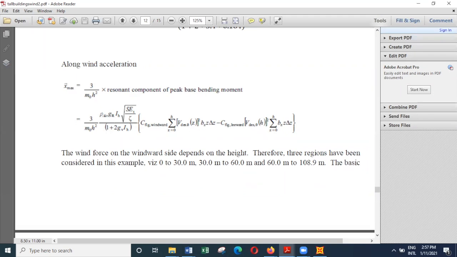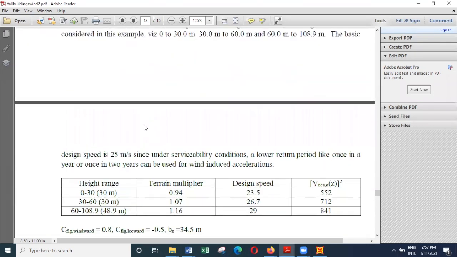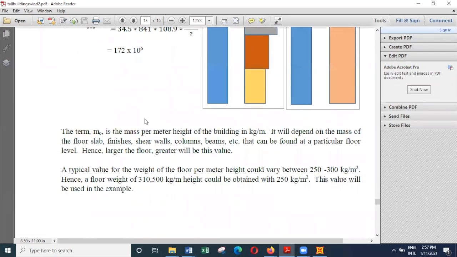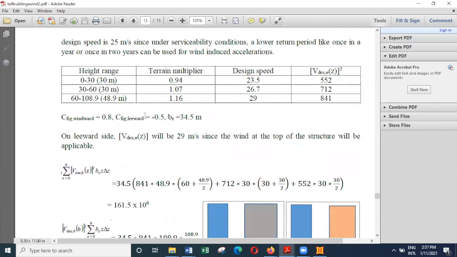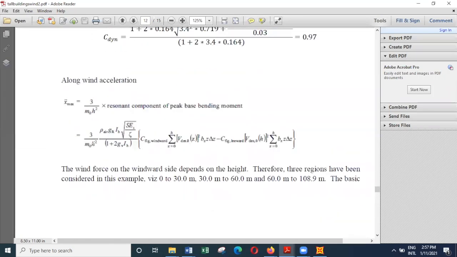Then we can substitute for these equations these values: rho air, GR, IH. But the only thing is, we have to see whether we can make use of the earlier values or whether we have to calculate the new values. And you will see that some of these actually depend on the velocity. Because of that, some of these parameters need to be calculated for the new velocities. And then we also have a term called mass, m naught.